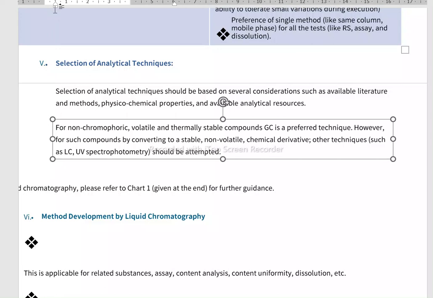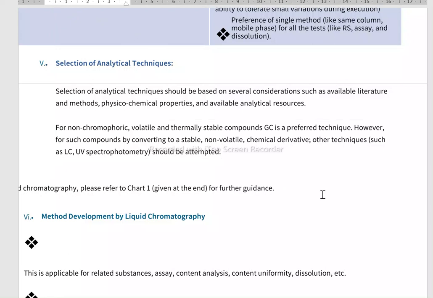For non-chromatographic techniques: for volatile and thermally stable compounds, GC is the preferred technique. However, for such compounds, by converting them to a stable, non-volatile chemical derivative, other techniques such as LC or UV spectrophotometry can be attempted.